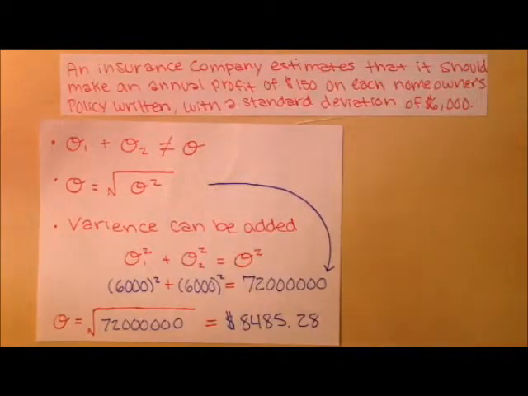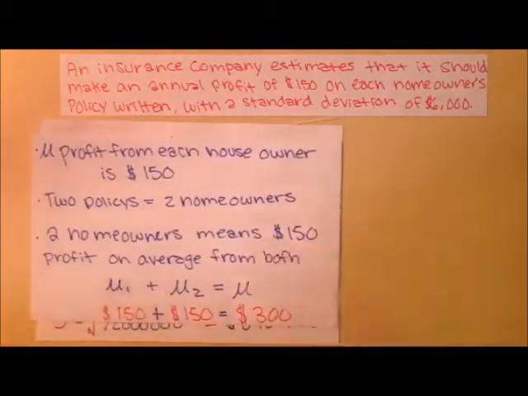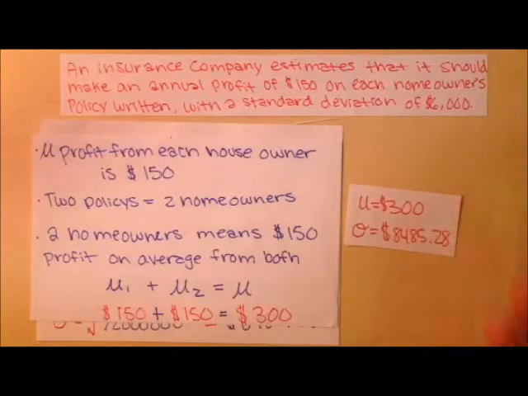Just to recap, we got the standard deviation by adding our variances together from both and taking the square root, and we found our mean by adding the means together from homeowner 1 and homeowner 2, which gave us a mean of 300 and a standard deviation of 8,485.28.